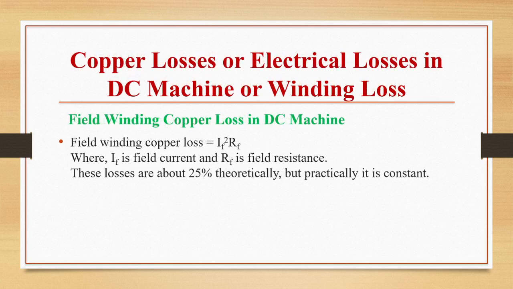Field winding copper loss, if it is shunt field, it is ISH square RSH, and if it is series, then it is ISC square RSC. Generally, we are representing it by IF square RF. IF is the field current, RF is the field resistance, and these losses are about 25% theoretically, but practically they are constant.